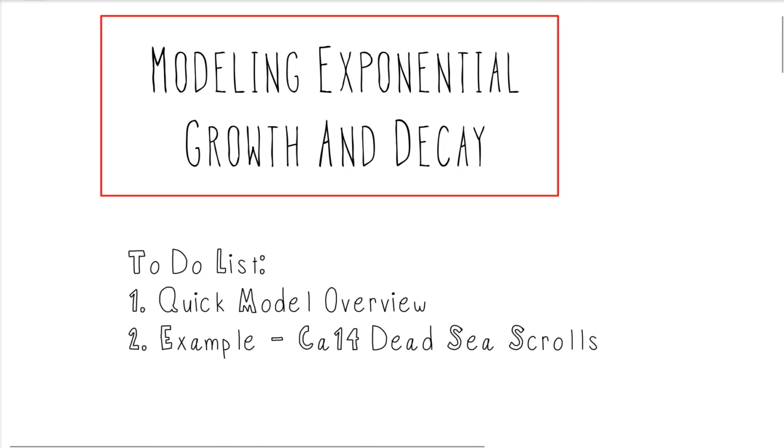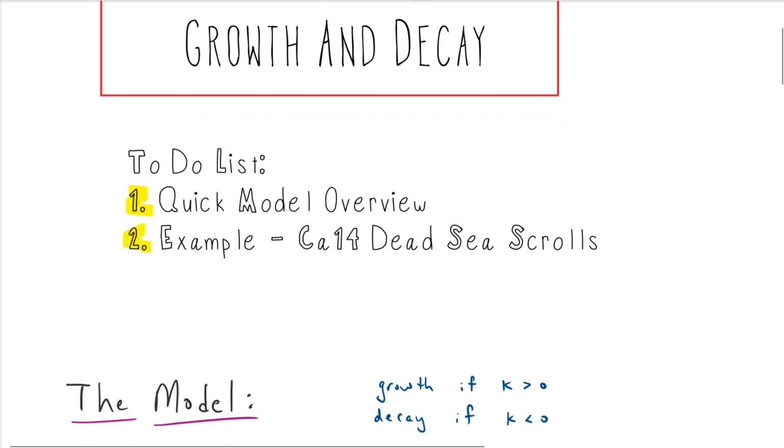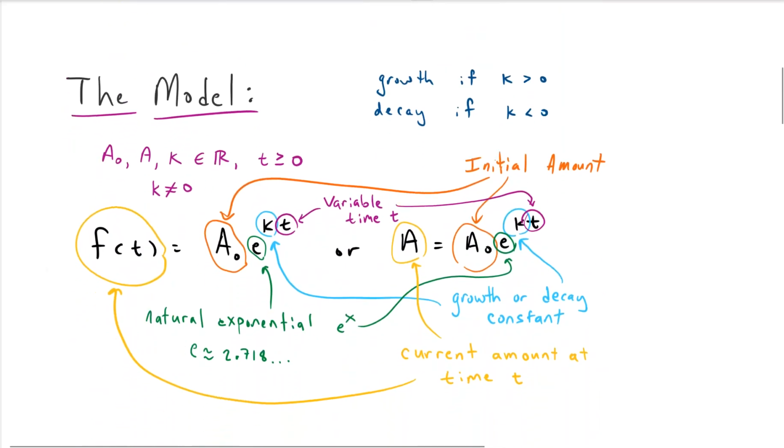Today we're talking about modeling exponential growth and decay. We'll talk about a quick overview of decay and growth models. Then we'll talk about carbon-14 and the Dead Sea Scrolls. I think this is probably one of the most classic examples of exponential decay. I think I've seen it in every algebra textbook I've ever looked at, and I think it's an applicable and real-world interesting example. So let's do that.